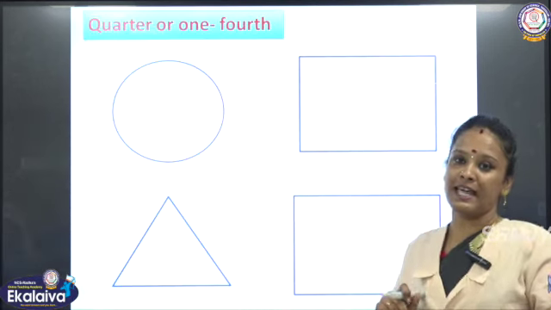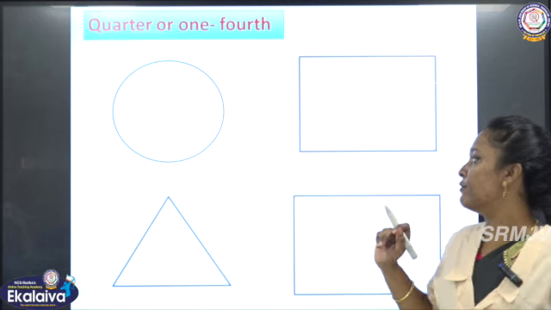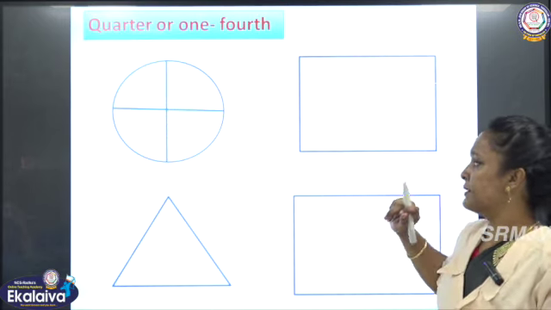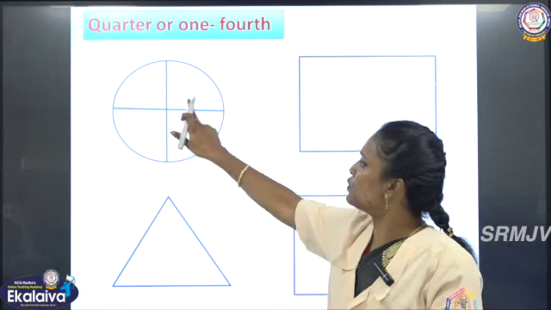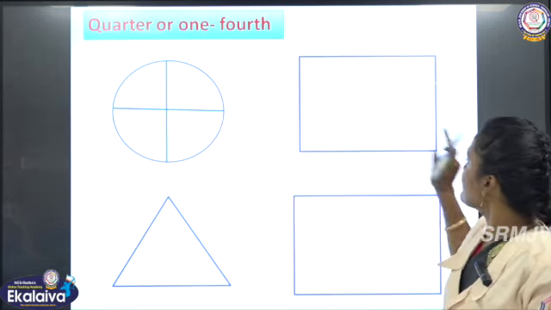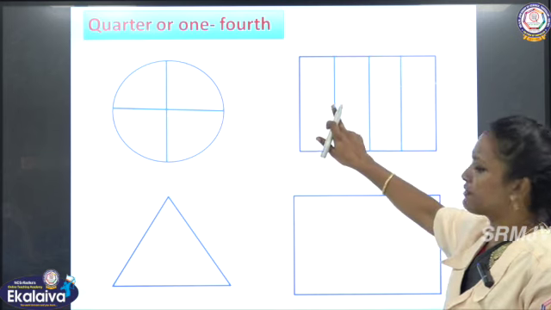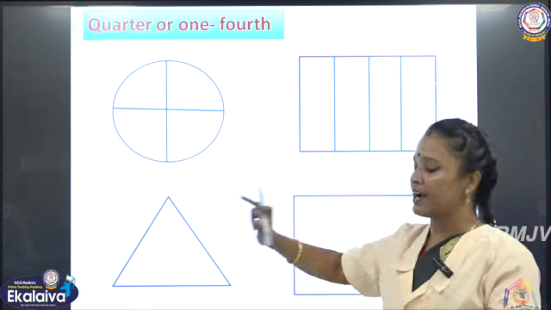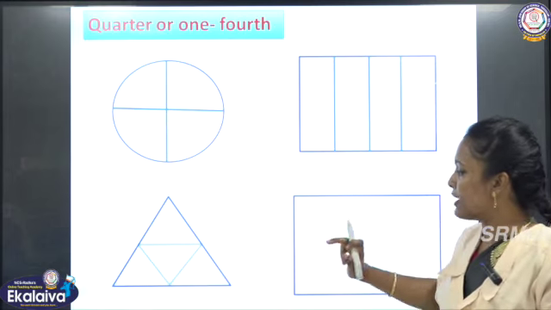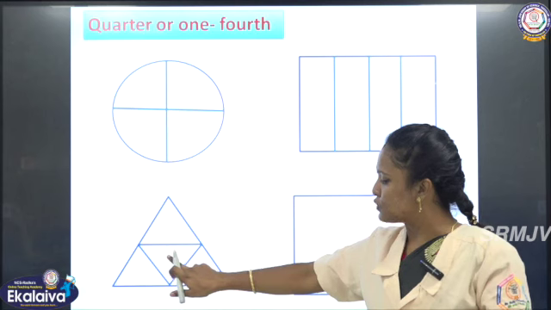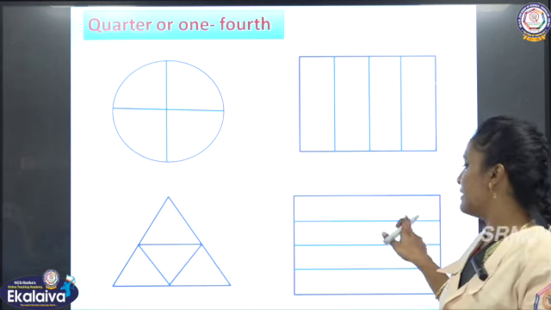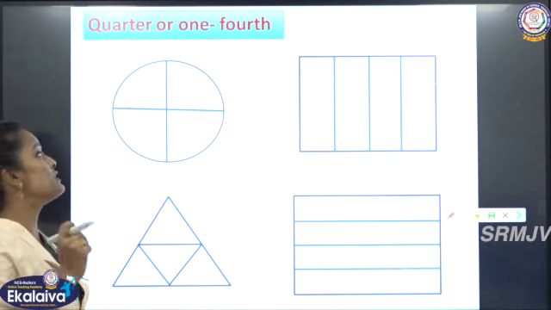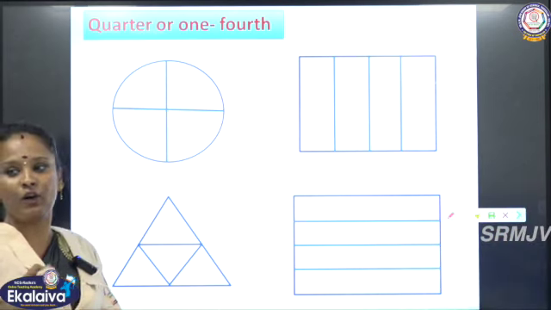Now we are going to see examples of quarter or 1/4. See, this circle has been divided into 4 equal parts: 1, 2, 3 and 4. This rectangle has been divided into 4 equal parts, 1, 2, 3 and 4, and this triangle has been divided into 4 equal parts. See, 1, 2, 3 and 4. And again this rectangle has been divided into 4 equal parts.